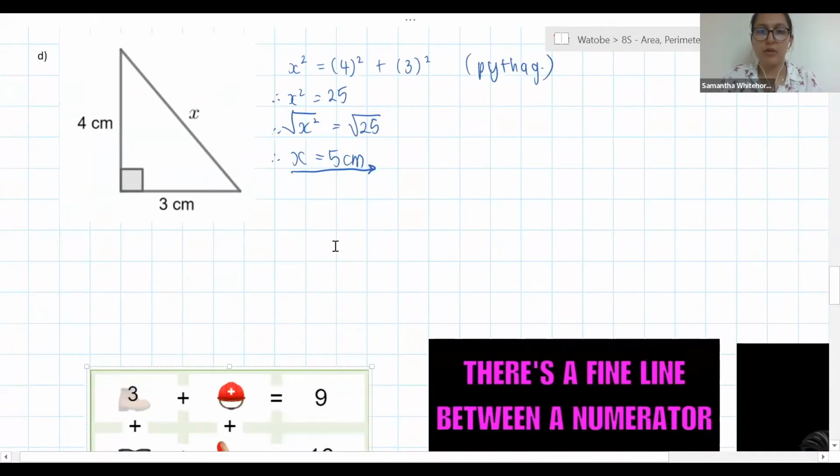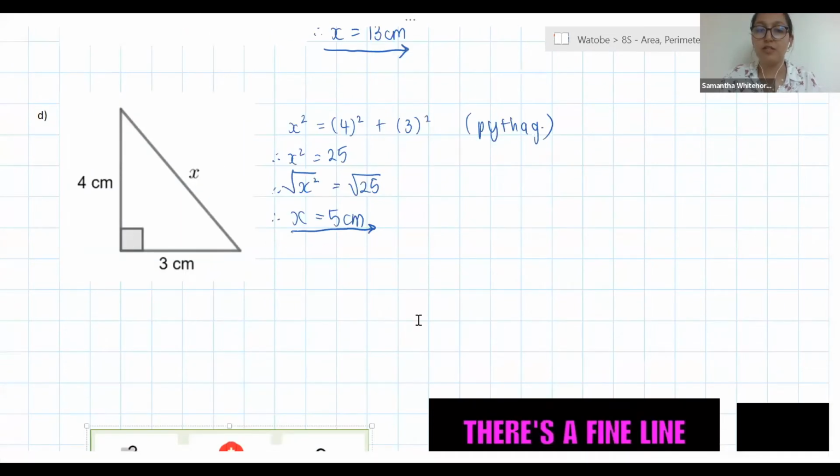Okay. Rebetme, it's not 5 units for D. It's 5 centimeters because I did tell you it's centimeters. Okay. So just be careful there.